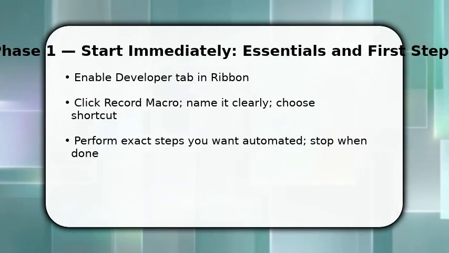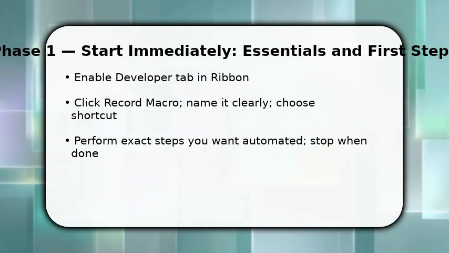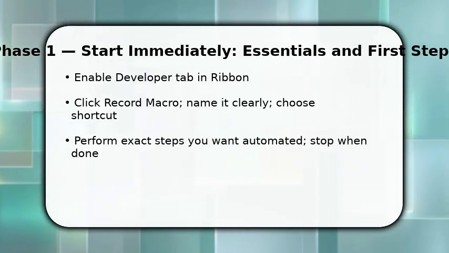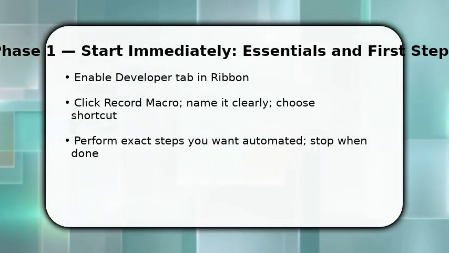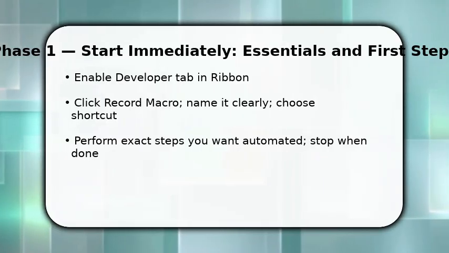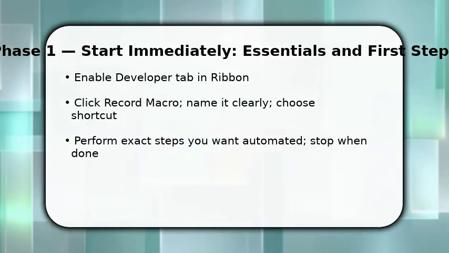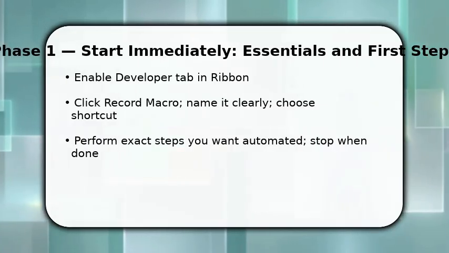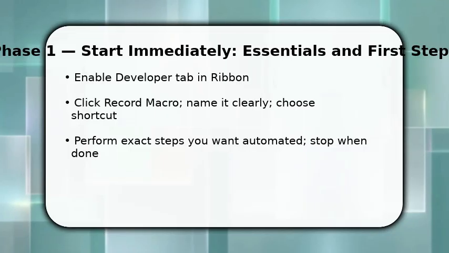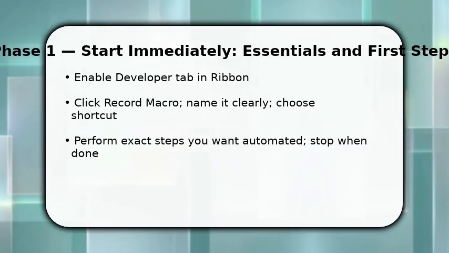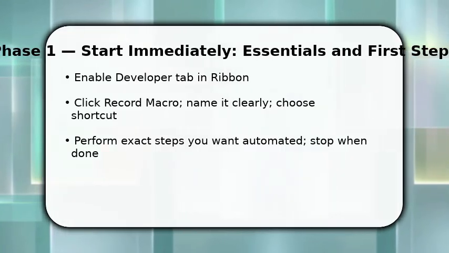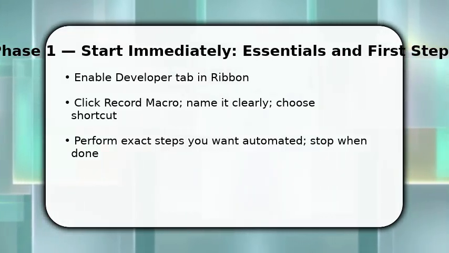You start by preparing Excel so it can record your actions. Open the Developer tab and enable macros. Click Record Macro, give a clear name, assign a shortcut if you want speed, and choose where to store it. Then perform the exact sequence of steps you want automated, format cells, filter, paste values, because the recorder captures keystrokes and mouse actions. Once done, click Stop Recording. This creates the baseline macro you will edit and reuse.